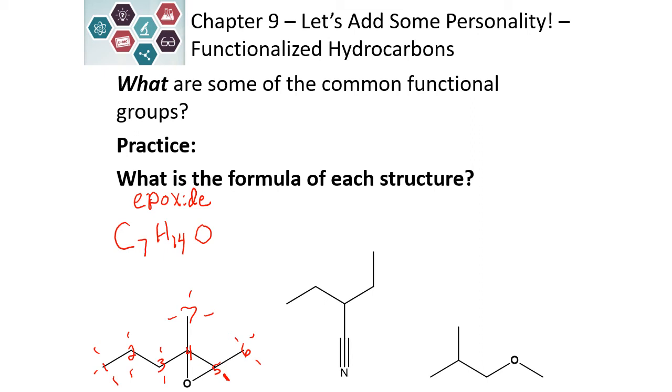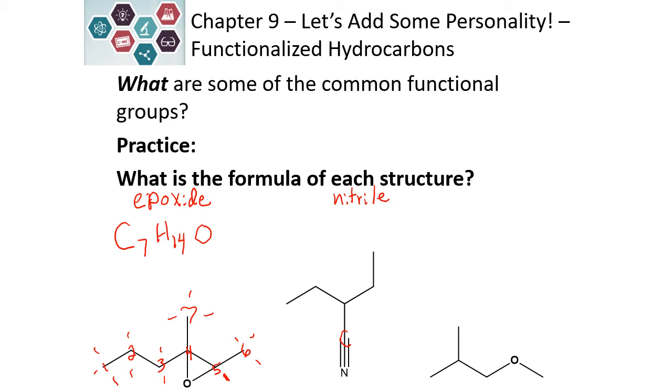Let's look at our second example. In our second example, we have a carbon at the end of that triple bond attached to a nitrogen. If we look at our infographic and we look for a carbon triple bonded to a nitrogen, this is a nitrile. So that would be our functional group.